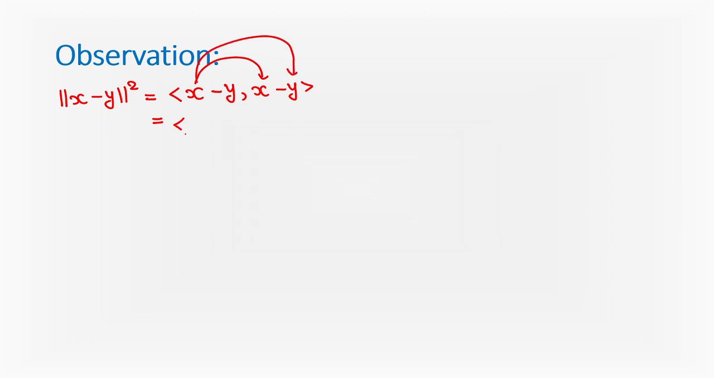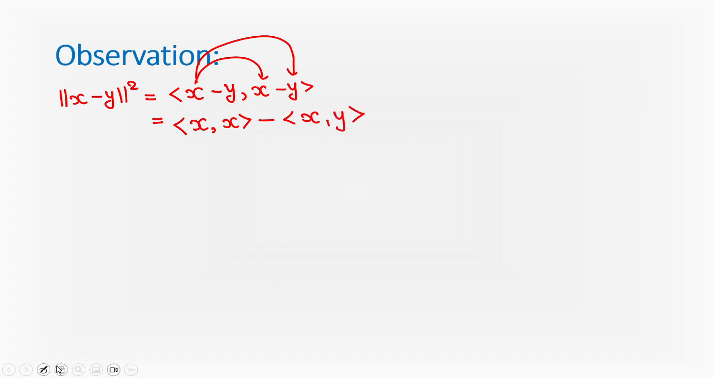Before I start the proof of that property, let me make one good observation. Suppose I start with the norm of x minus y, the whole square. I can write this as the inner product of x minus y with x minus y. This is something that we have learned in the prerequisites. And this can be written as what? As we have learned, the inner product is linear, so I can distribute this x to both of them inside the inner product. Once I distribute, it becomes x with x, and then there is a minus sign, so I'll write minus x with y.